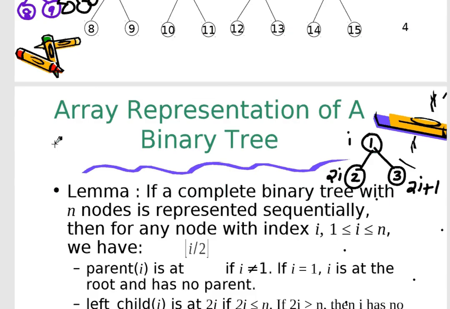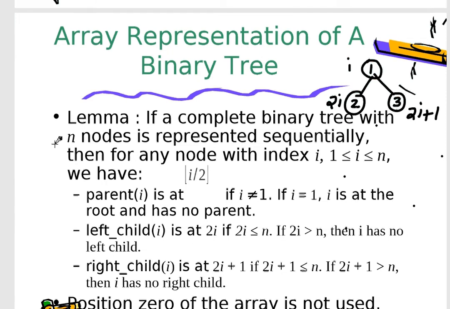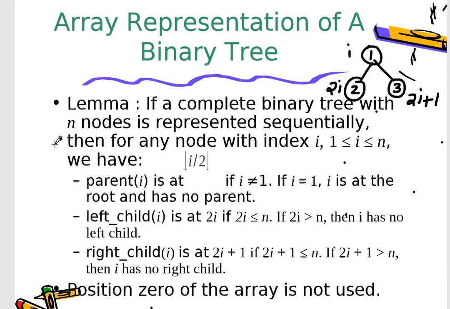Next we have array representation of a binary tree. Array representation of a binary tree is very simple. The only thing is that if the parent is in the ith position, the left child will be represented in the 2i position and the right child will be represented in the 2i plus 1 position. So this is what array representation is talking about.